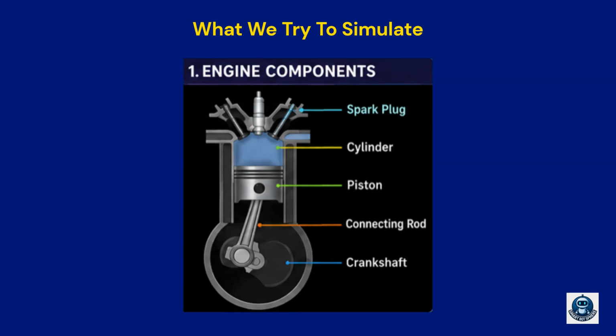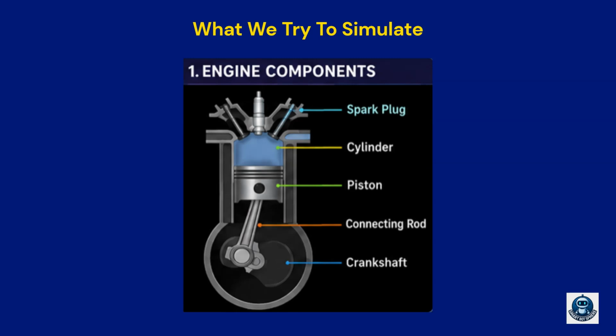Next, we have the cylinder. Think of the cylinder as the chamber where all the action takes place. The piston moves up and down inside the cylinder. The piston is the moving component that receives force from combustion. When fuel burns inside the cylinder, the piston is pushed downward. As the piston moves, it transfers that motion to the connecting rod. The connecting rod acts as a bridge between the piston and the crankshaft. One end is connected to the piston and the other end is connected to the crankshaft.